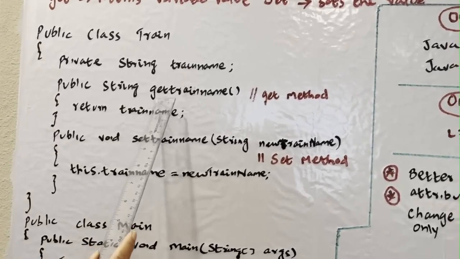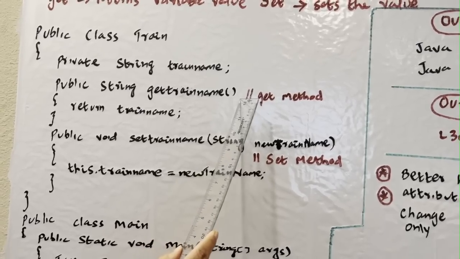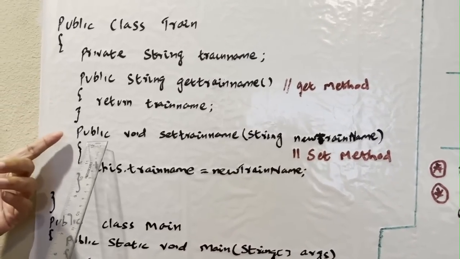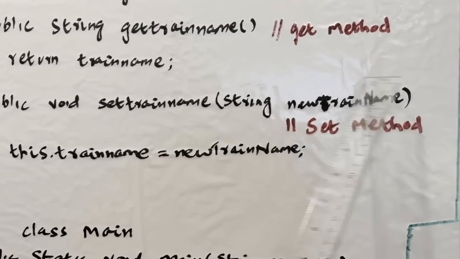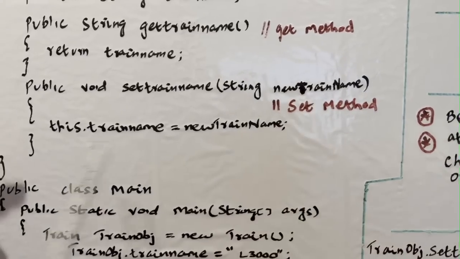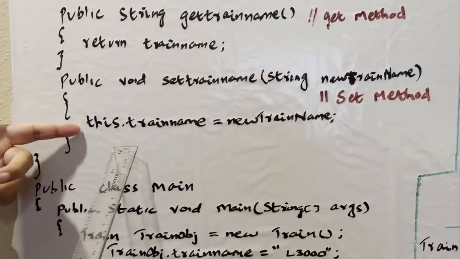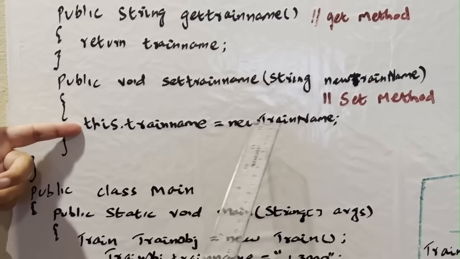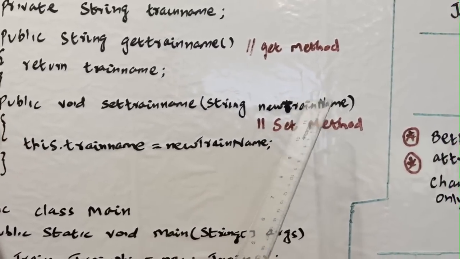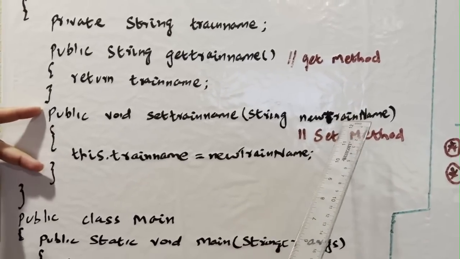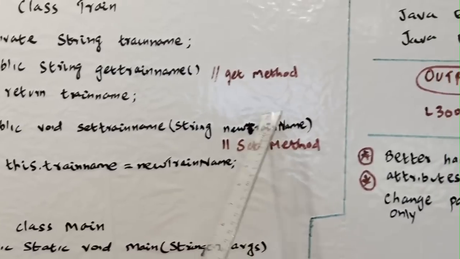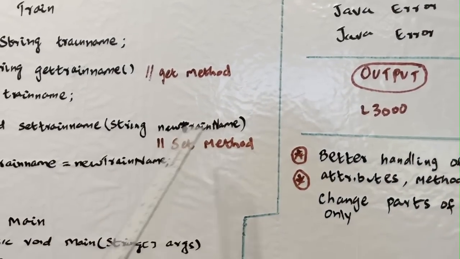Public string get train name function method. What it will return is the train name. Public void, this is the usual syntax for any new Java program. Set method. This dot train name equals new train name, which is a parameter for this public method. This is the way we pass the parameters. We send the value through the variable new train name.